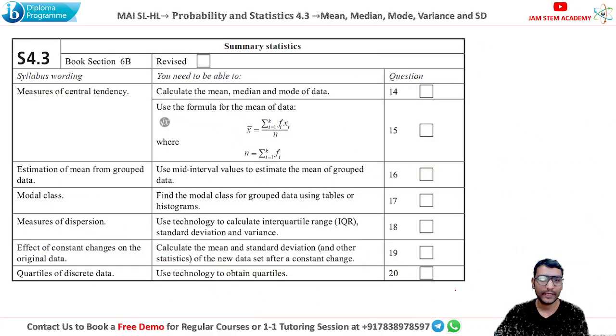So that's it for today. I hope you learned all these. Today we discussed all the points required for this SL 4.3 topic, like calculating the mean, median, and mode of discrete data, as well as from the frequency distribution table. Then finding mid values to calculate the x values for finding the mean, modal class, interquartile range, calculating the mean and standard deviation, and we also used technology to find the quartiles. We can use one variable statistics directly.